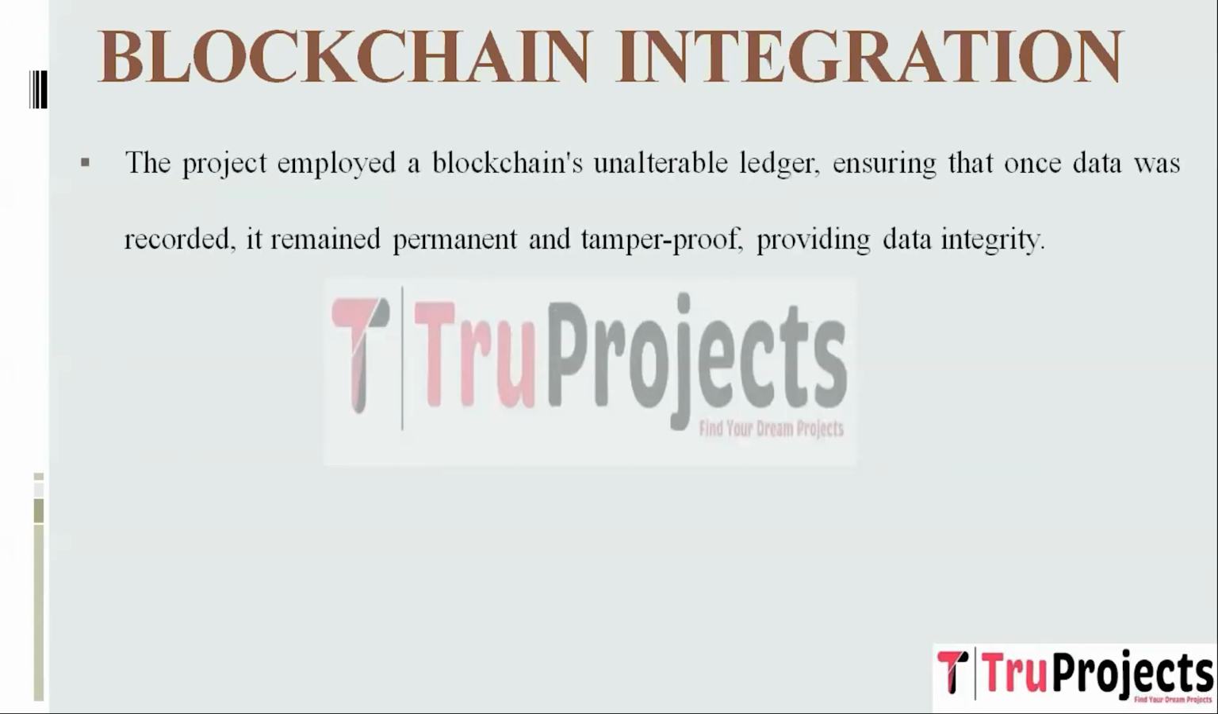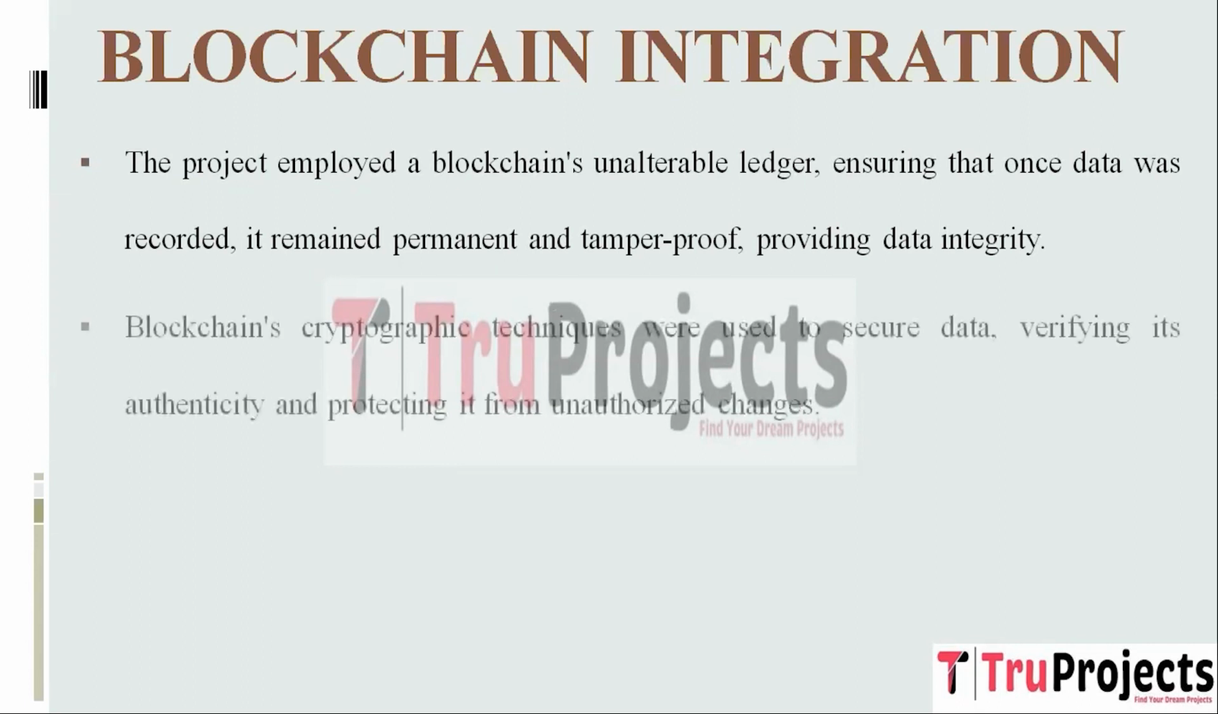Blockchain integration. In this project, the blockchain technology is employed to create an unalterable ledger. When data such as pair details or transactions is recorded in the blockchain, it becomes permanent and tamper-proof. The project utilizes blockchain's cryptographic techniques to secure data. When transactions or pair information is added to the blockchain, cryptographic hashing ensures its authenticity.